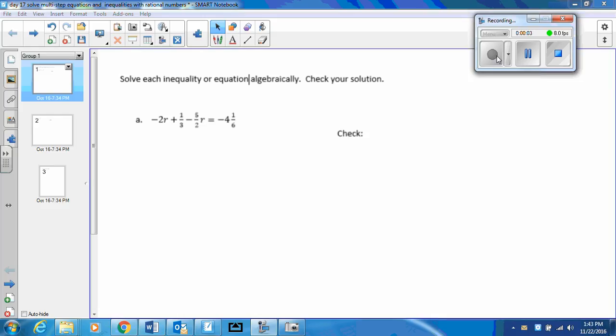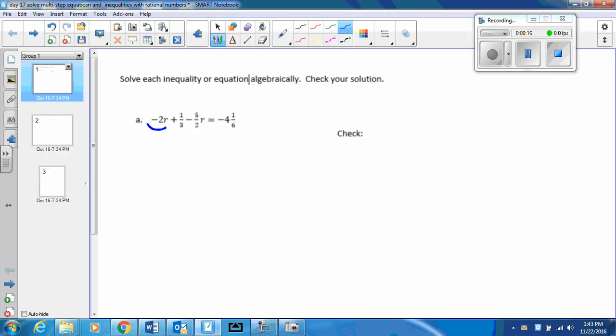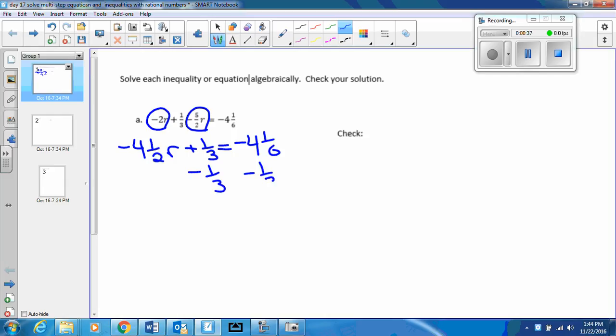This video will help you solve multi-step equations and inequalities with rational numbers. So looking at our first example, negative 2r plus 1/3 minus 5/2 r equals negative 4 1/6. My first step would be to combine like terms. So on my calculator, I would do negative 2 minus 5/2, which gives me negative 4 1/2 r plus 1/3 equals negative 4 1/6. Now my second part is to do an inverse, so I would subtract 1/3 from both sides.